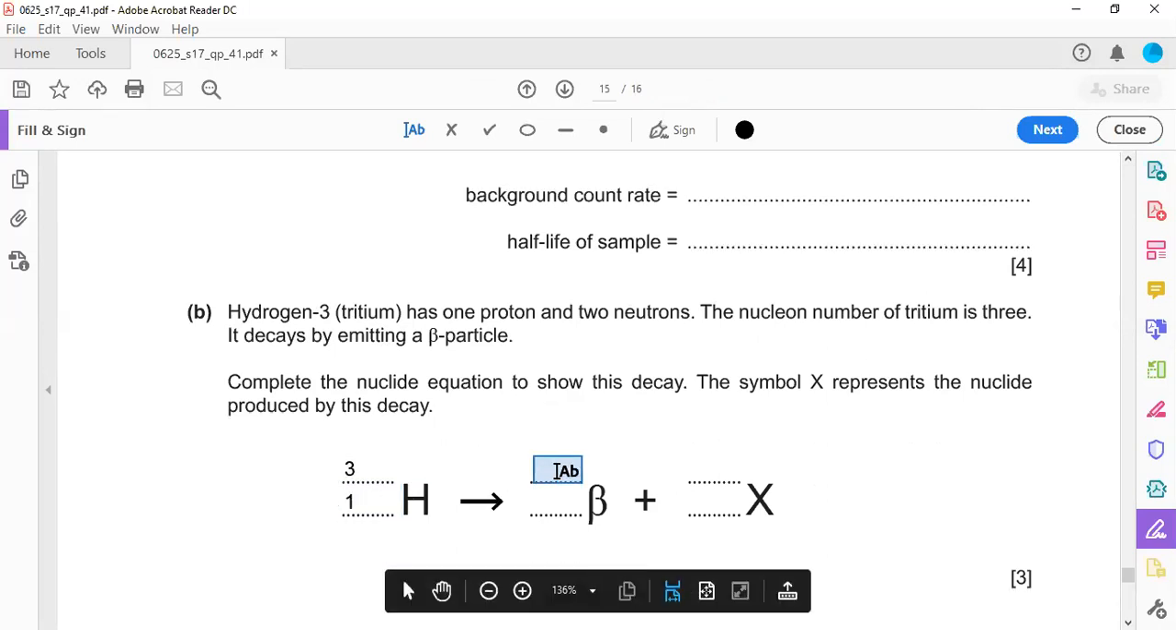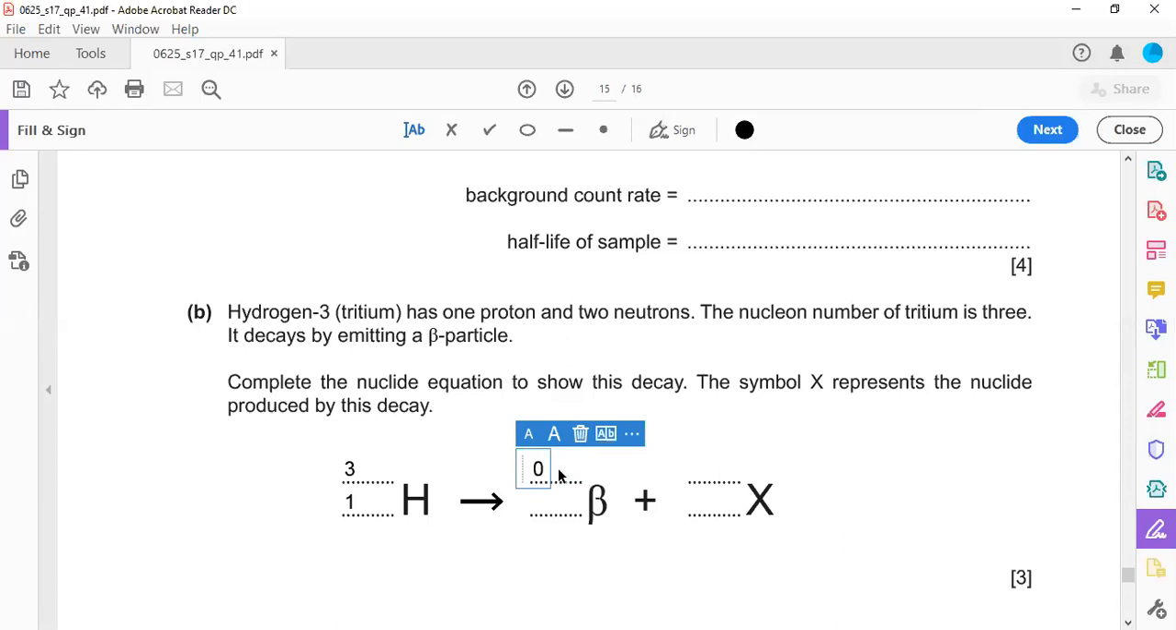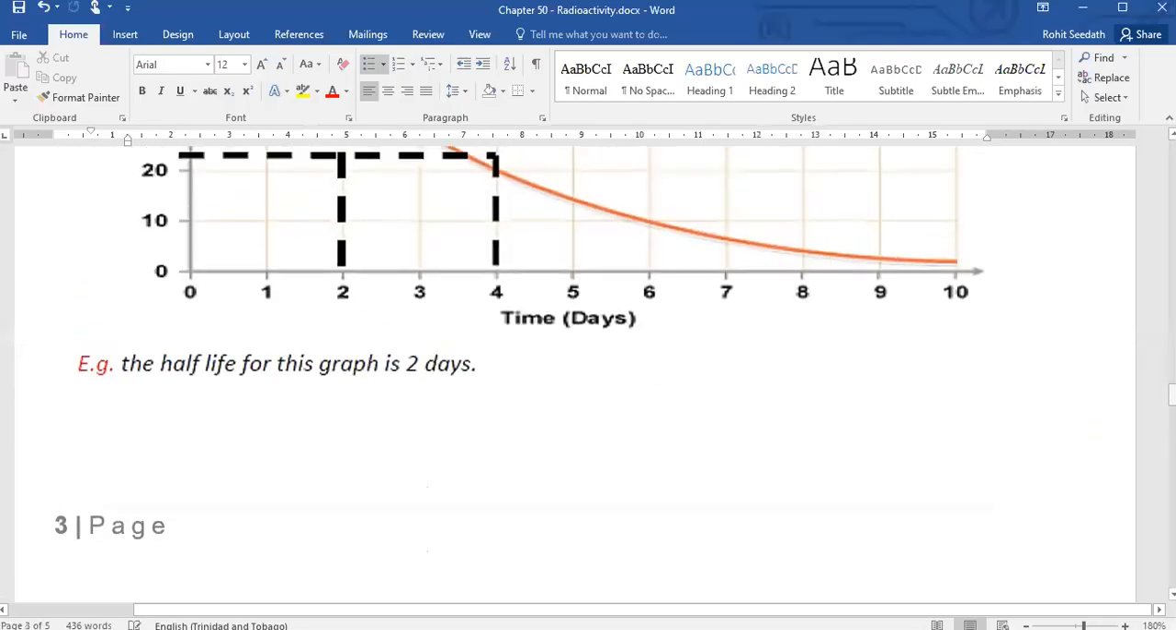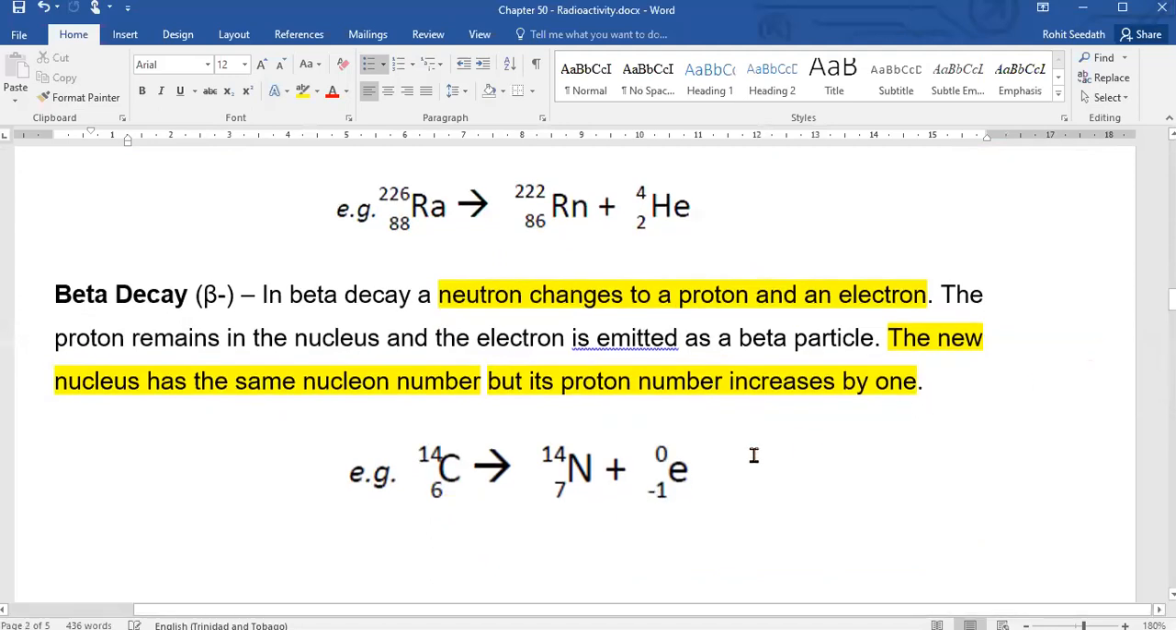Good. Beta, what do we say about beta particles? Beta particles are always going to give you a 0 and a minus 1. Beta, or electrons. So I'm going back to the notes for you to see. Your beta particle, what's your beta decay? Well, beta is the same thing as an electron, right? So beta is 0 minus 1.